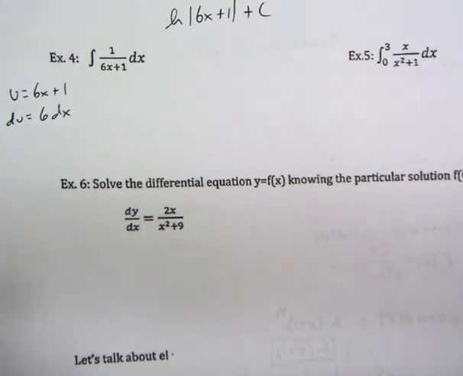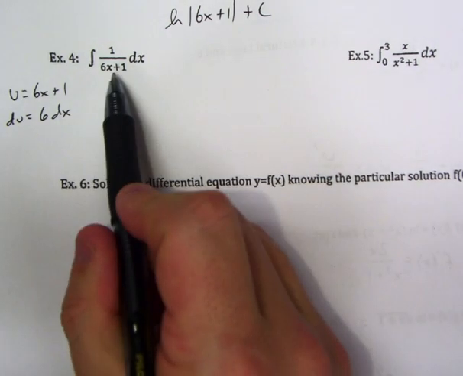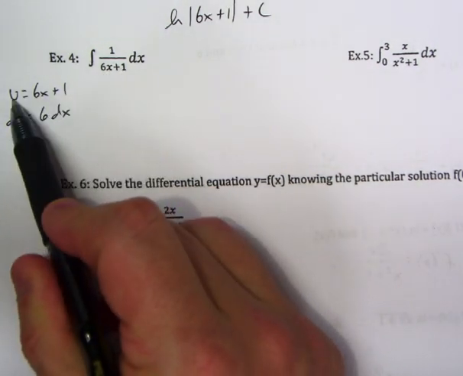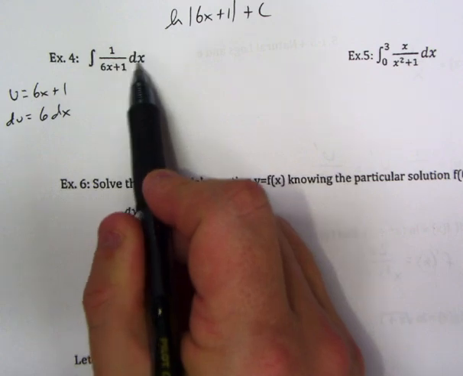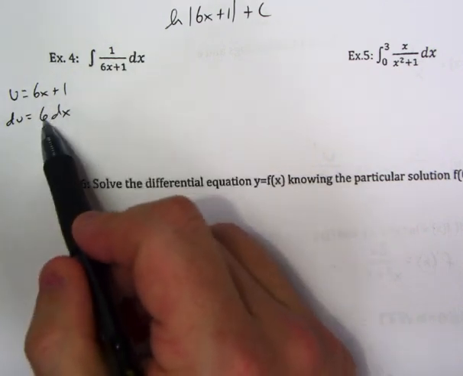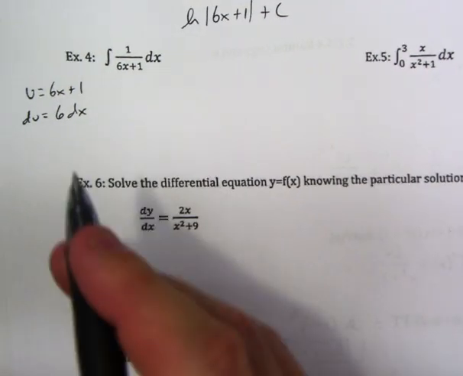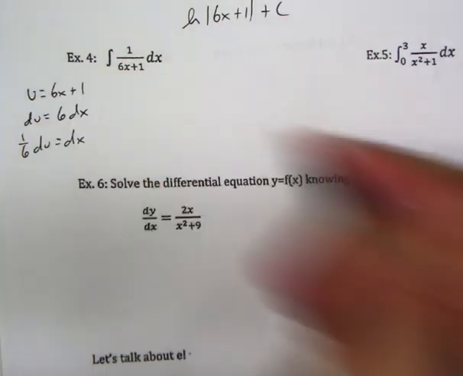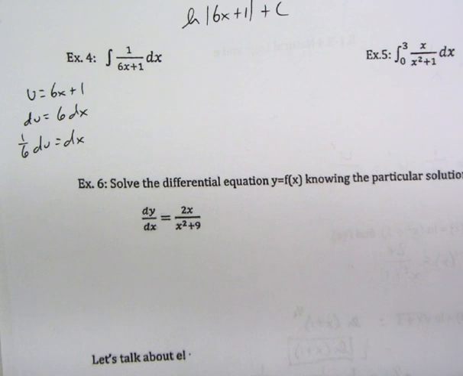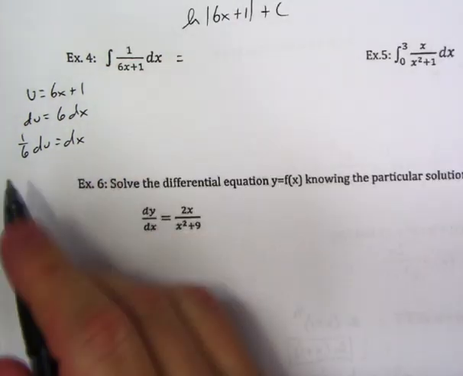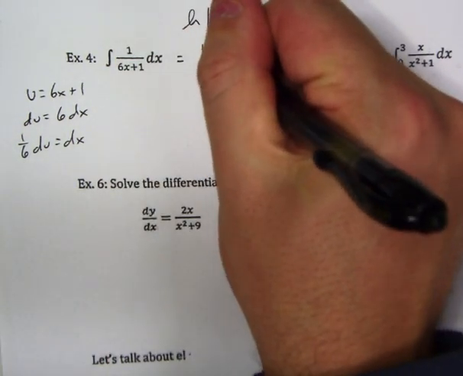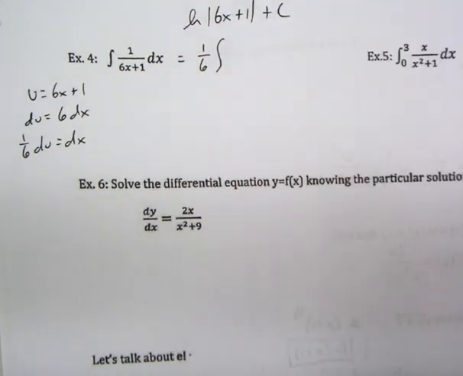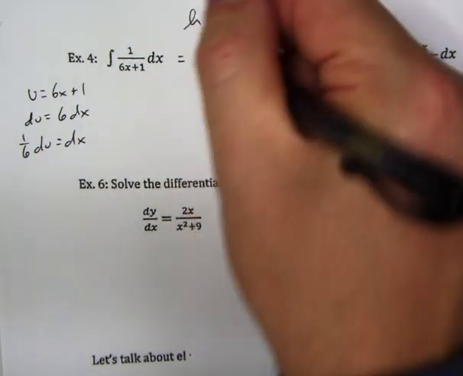And then I always pause here and I look, what am I trying to replace? Well, 6x plus 1, so that got me 1 over u. And then I'm trying to replace dx. Well, I have 6 dx. So divide both sides by 6. And then I can come over, and remember that number in front of the du just goes in front of your integral sign. And then it's 1 over u du.